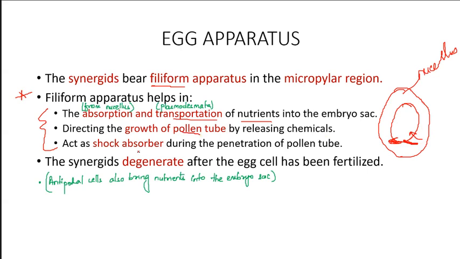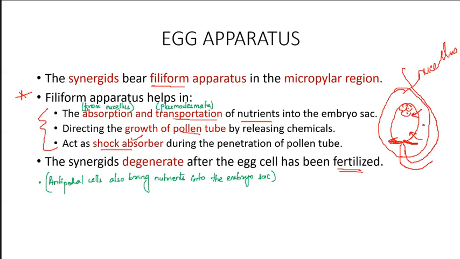So when the pollen tube comes and penetrates through the micropylar end, it absorbs the shock, because this gives a lot of pressure to the micropylar region, so it absorbs the shock while the pollen tube tries to enter the embryo sac. These synergids will degenerate after the egg has been fertilized. One before fertilization, one after fertilization. Now another cell, the antipodal cell, which is in the chalazal end, also brings nutrients from the nucellus to the embryo sac.